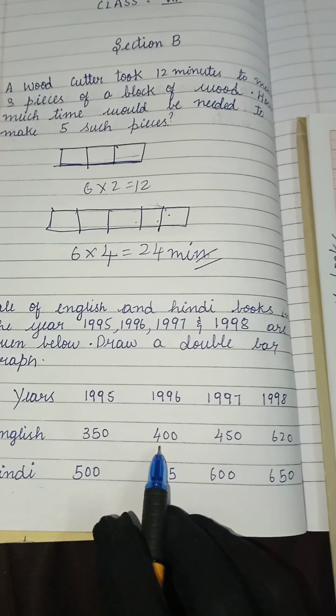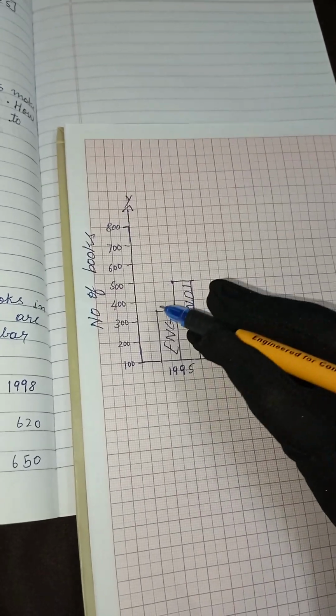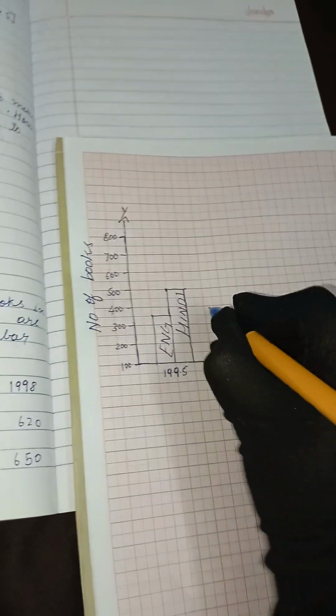Now let's come to the next year, 1996. English books sold were 400. So in 1996 the Hindi books sold were 500. The 500 is here. So let us mark it here.